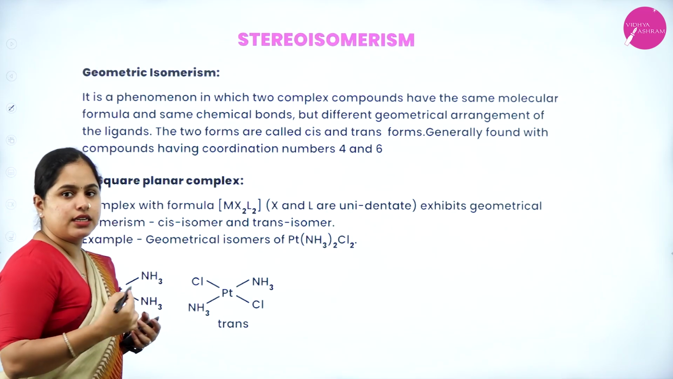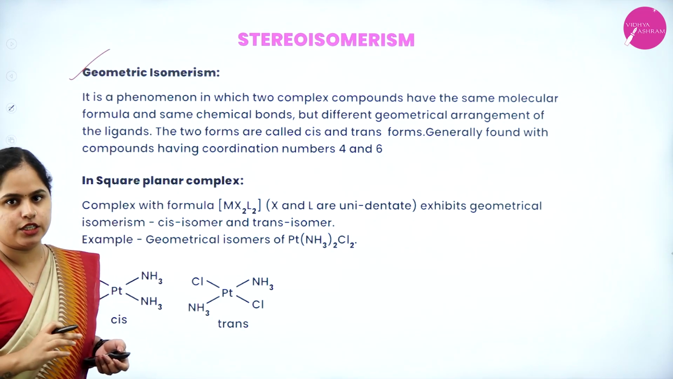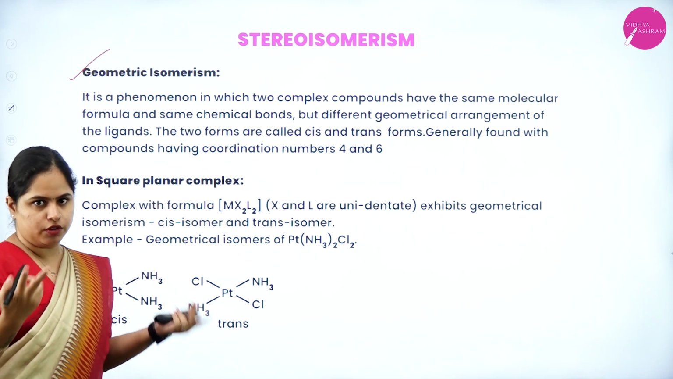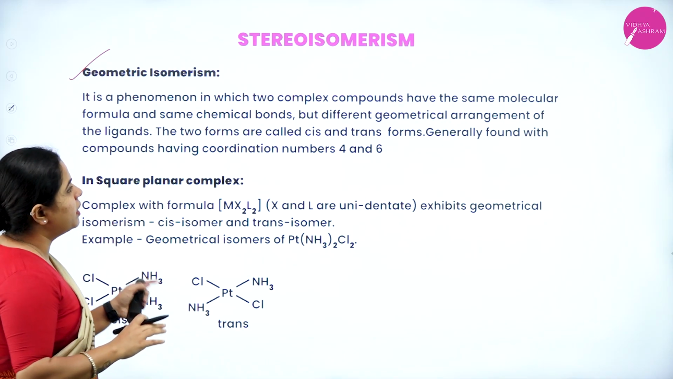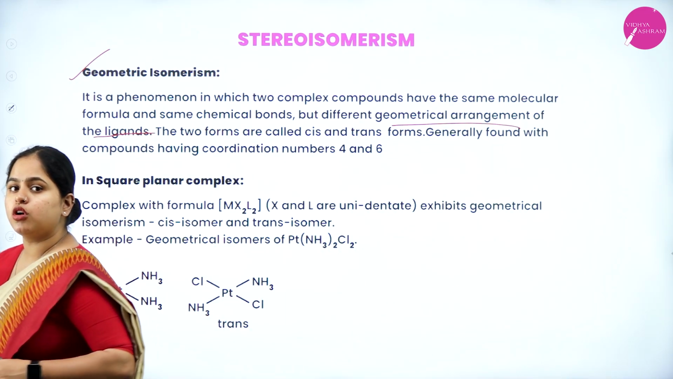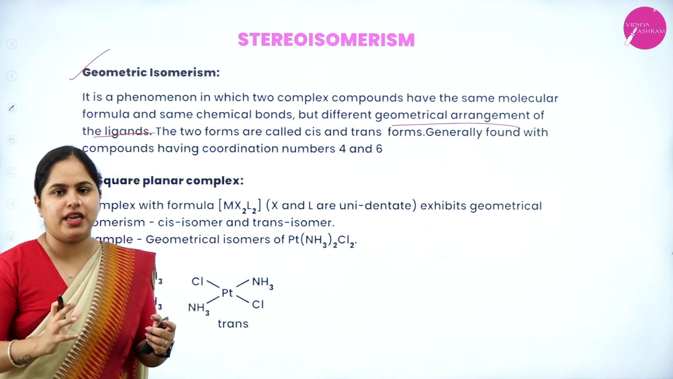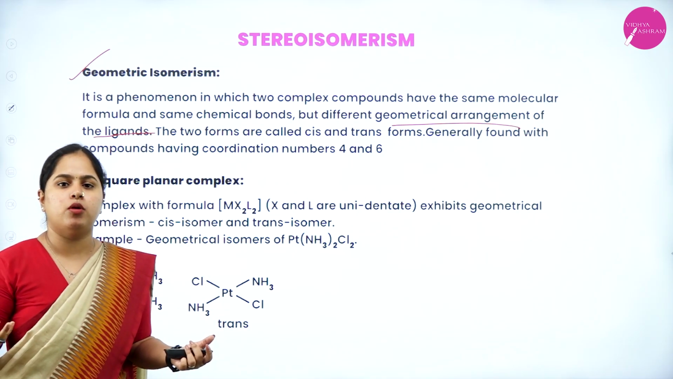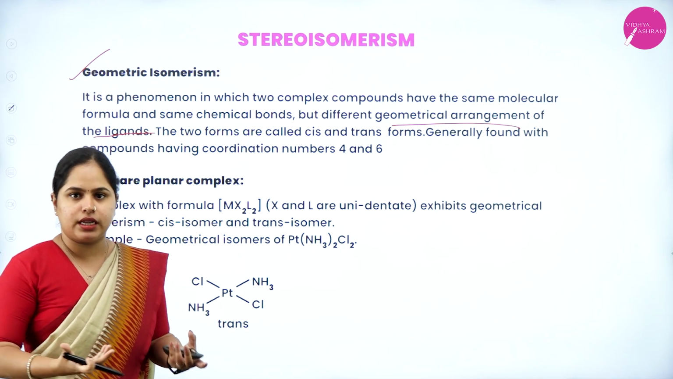So beginning with the first one, that is stereoisomerism. Okay, the first one in stereoisomerism is geometrical isomerism. So it is a phenomenon in which 2 complex compounds, right? 2 different coordination compounds have the same molecular formula and same chemical bonds also, but differ in their geometrical arrangement of ligands. Okay, so we are talking about coordination compounds, which means ligands will be present. So how these ligands are arranged in space will be different. Their geometrical arrangement will be different. So such coordination compounds are said to have geometrical isomerism.